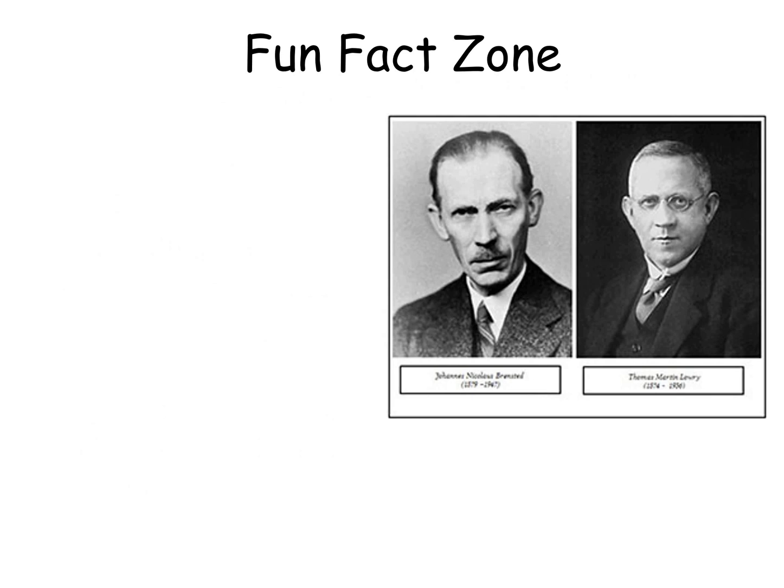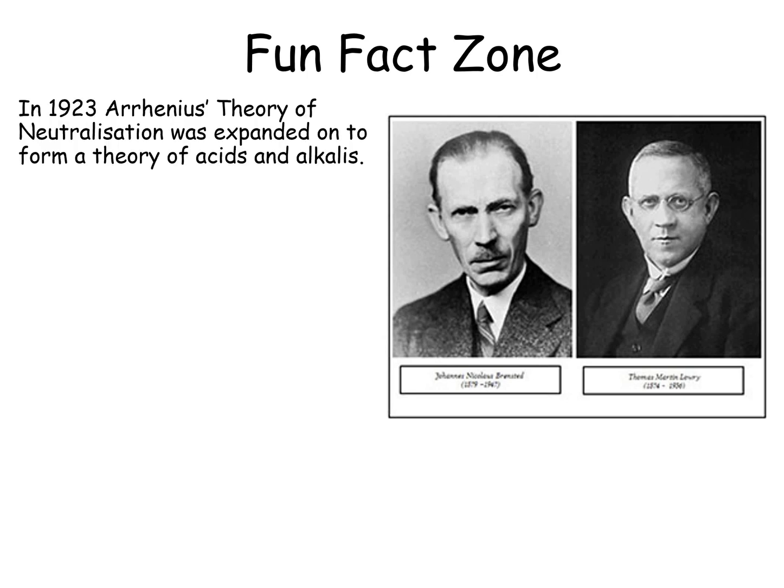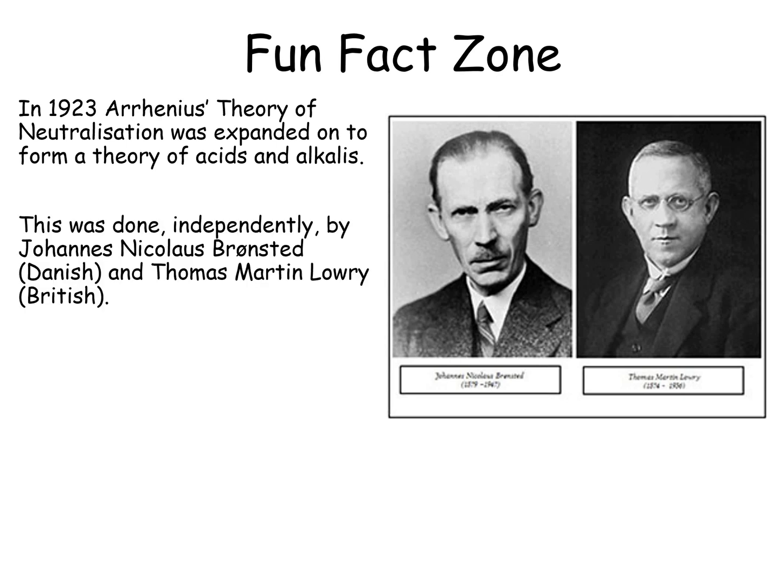So we're going to have today's fun fact zone. It's about these 2 gentlemen here. In 1923, Arrhenius's theory of neutralization was expanded on to form a theory of acids and alkalis. Now, hopefully you remember Arrhenius came up with a theory for neutralization. We went over this last lesson.